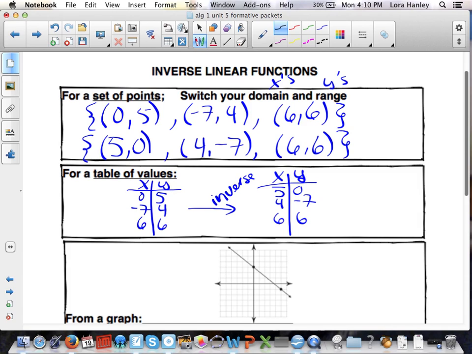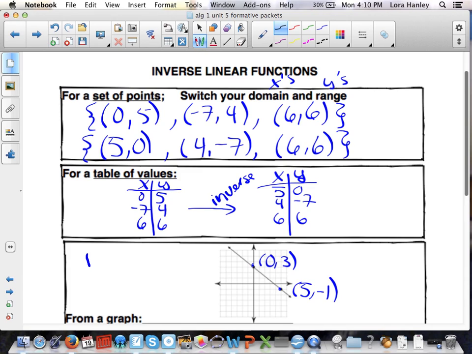Lastly, from a graph, you want to pull the points off of your graph. So here I have the point (5, -1). And you might have a line, you might not have a line if you're just given a relation. So I don't want to think about it as a line right now, but just as a point. This point here is (0, 3).